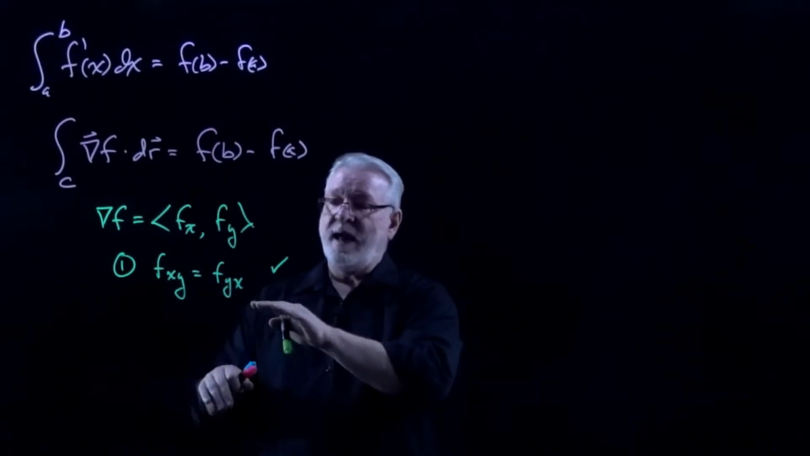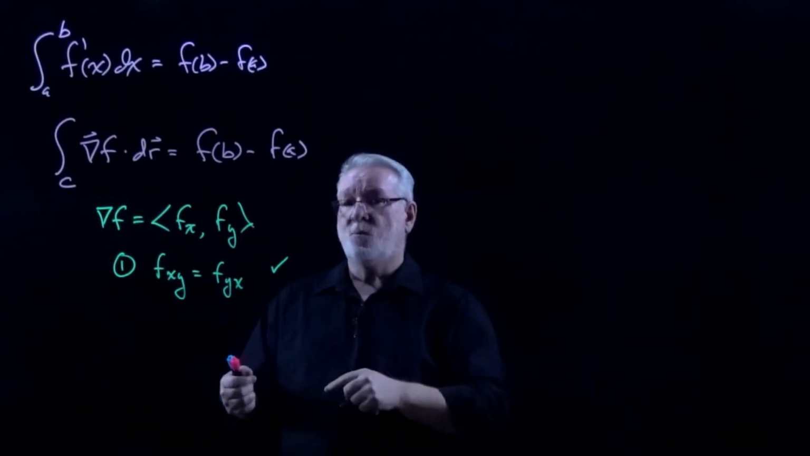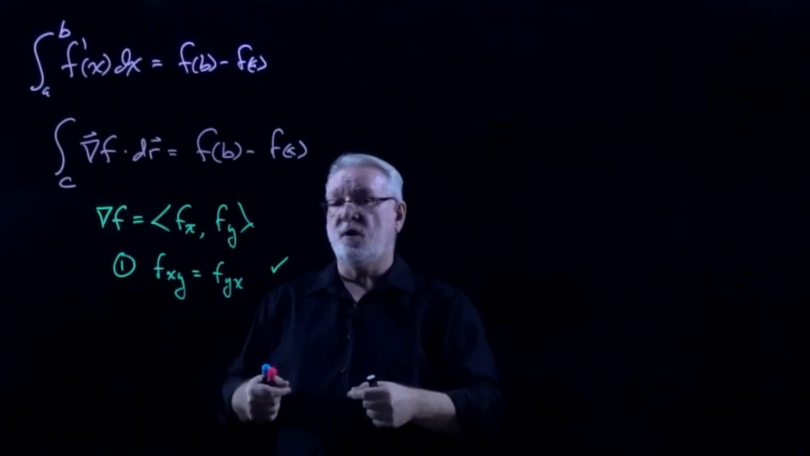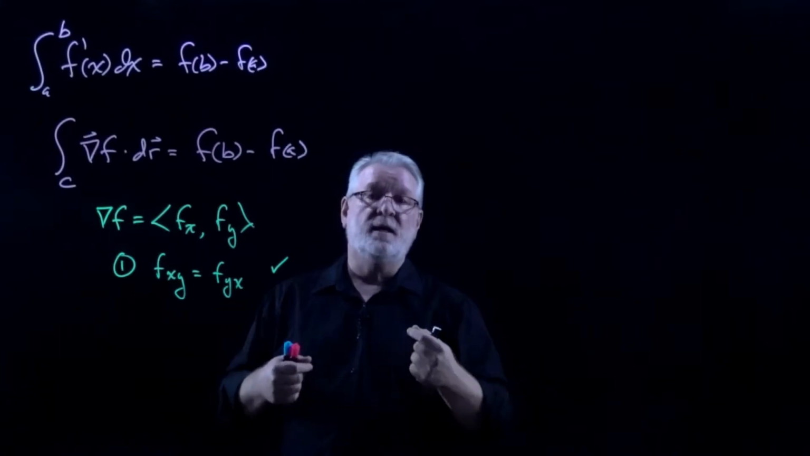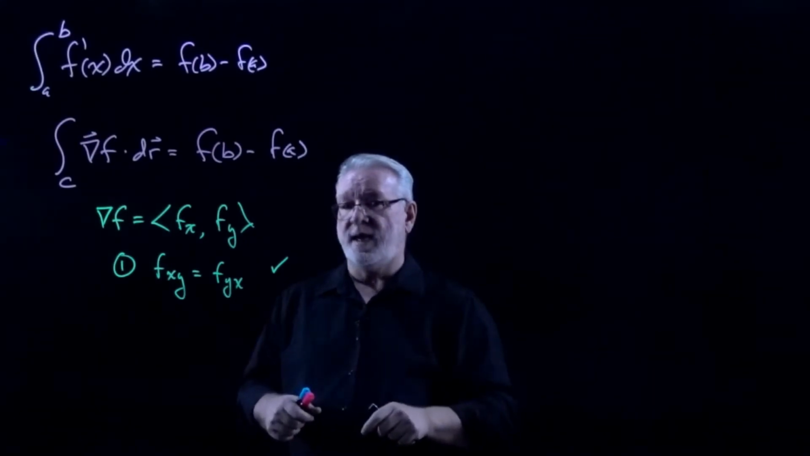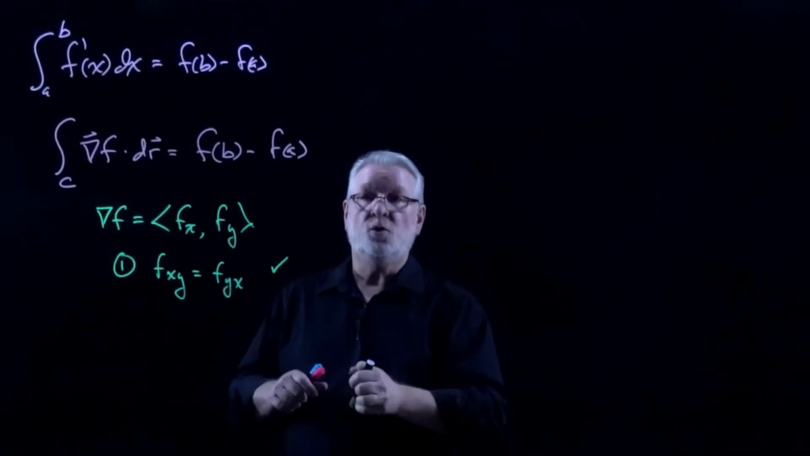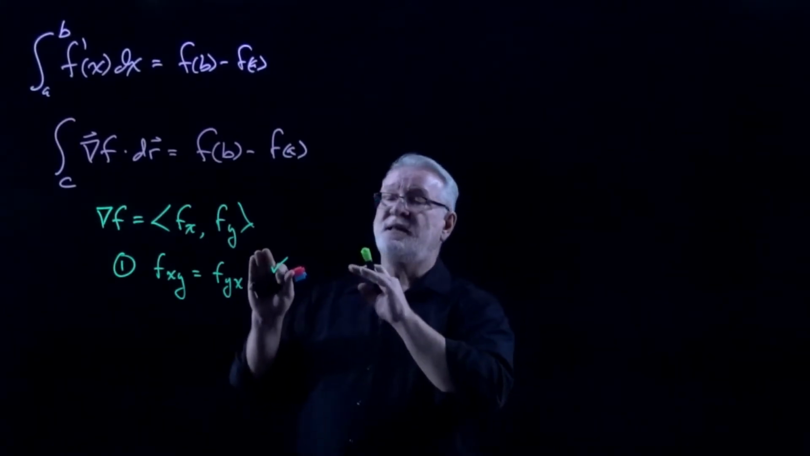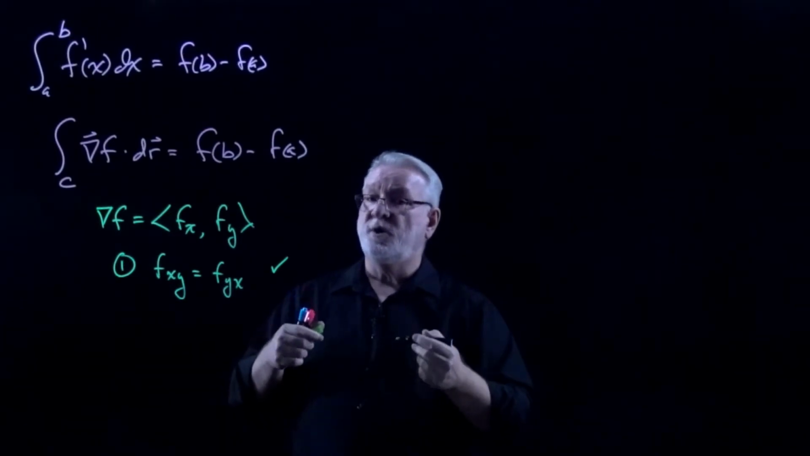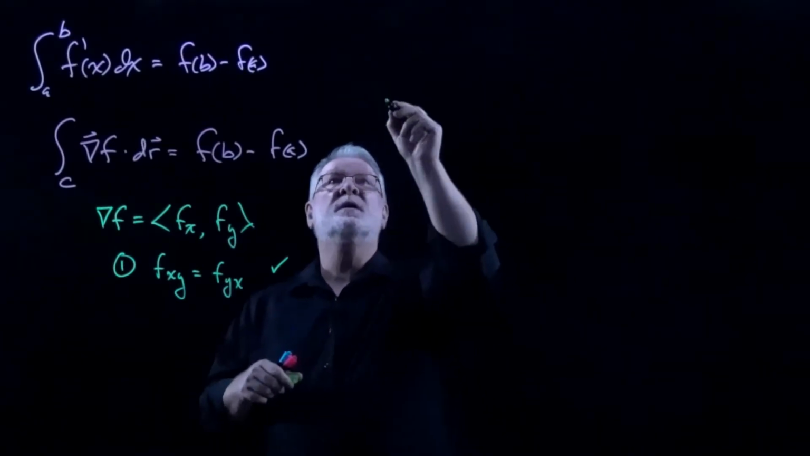If f_yx is not equal to f_xy, then in fact the function you're integrating is not the gradient of another function. But if it is, and the answer to this is yes, we can head on to step 2. And step 2 is to find the original function that this is the gradient of. We're going to learn how to do an antigradient. Step 2.